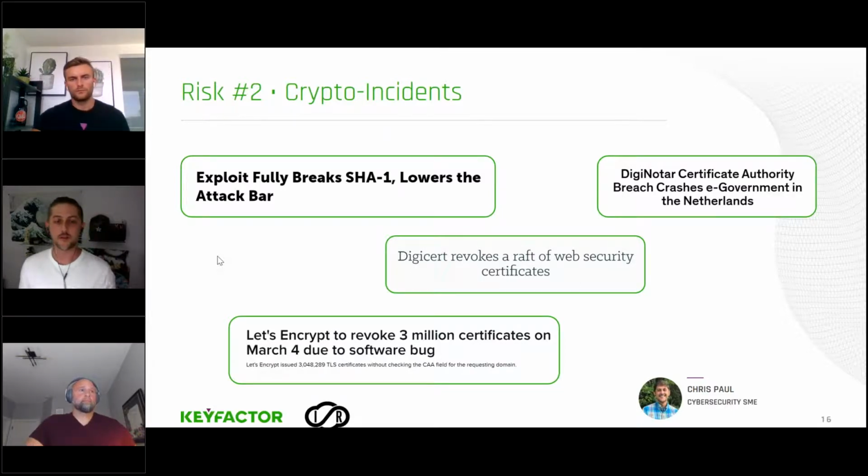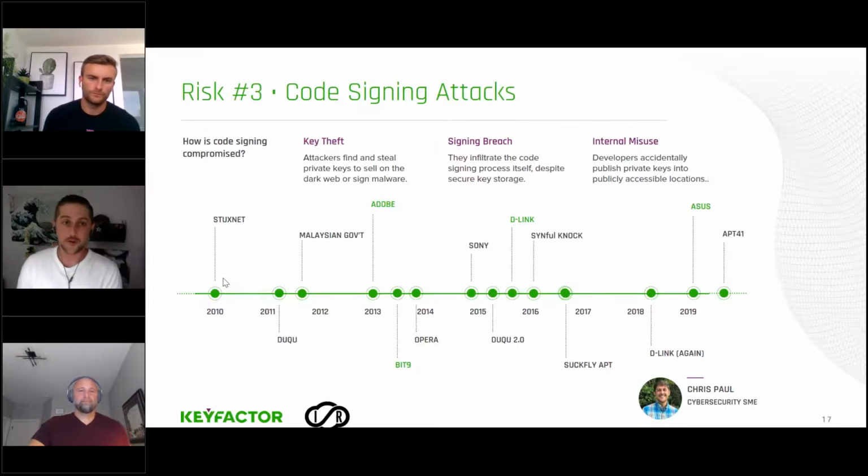Let's Encrypt revoked 3 million certificates on March 4th due to a software bug. DigiCert obviously had to as well, and that was a number in the millions too. Web security certificates that were issued had to be called back. SHA-1 broke. I forgot exactly when that happened, but when it did, everybody had to figure out how they were going to go through every piece of their enterprise and switch over to a different type of encryption.